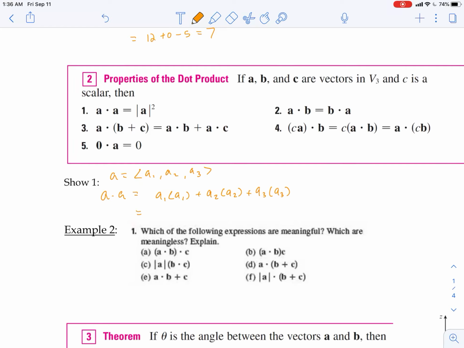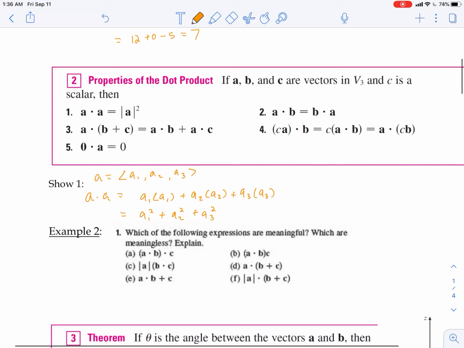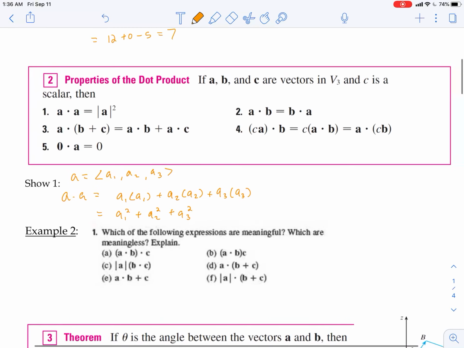And the result of this would be A sub 1 squared plus A sub 2 squared plus A sub 3 squared. Now this should hopefully allow you to remember, okay, this looks very similar to something. What does this look like?